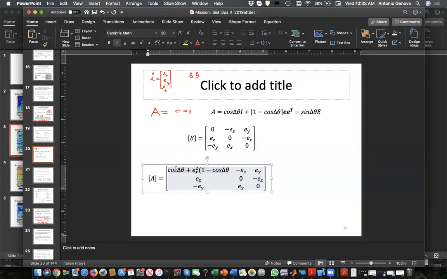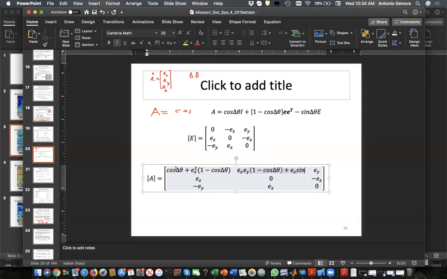So this is, for example, the first element. Afterwards, you have EX times EY minus cosine of delta plus EZ sine of delta theta.